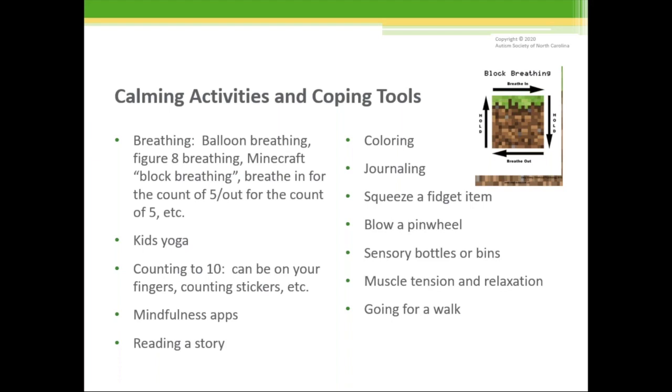Reading a story, coloring, journaling, squeezing a fidget item, sensory activities, of course. Obviously, these are going to be individually determined and individually tailored, but just thinking about what might be something to try and introduce during this time that might become a long-term calming and coping strategy for the individual with autism to keep in their toolbox and use now, but also in the future when things, presumably, go back to normal, and they're going back to school or going back to whatever environments and activities they were engaged in before this.